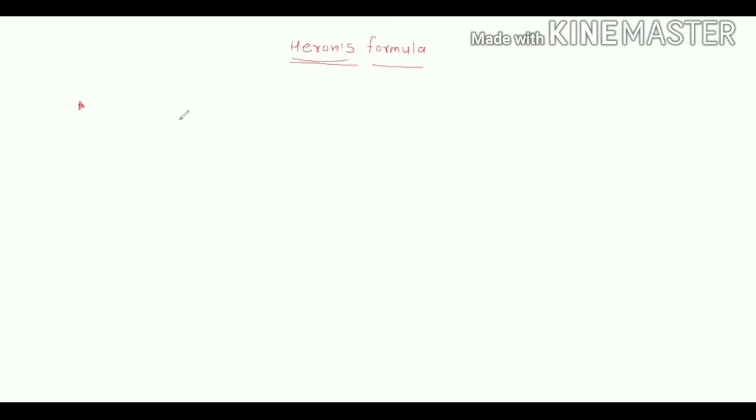If we have to talk about Heron's formula, then I will write it here: the area equals the square root of S into S minus A, S minus B, S minus C. Okay, this is Heron's formula. Now we have to talk about it in a detailed manner, when to use it and how to use it. Actually, this is for a triangle's measurement.